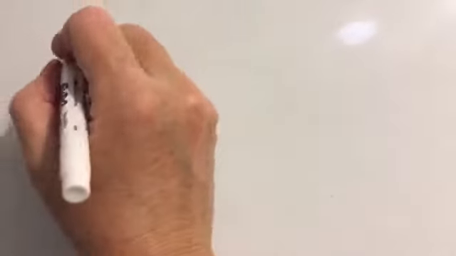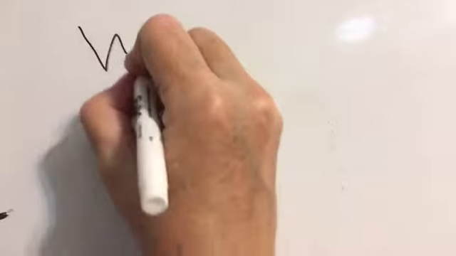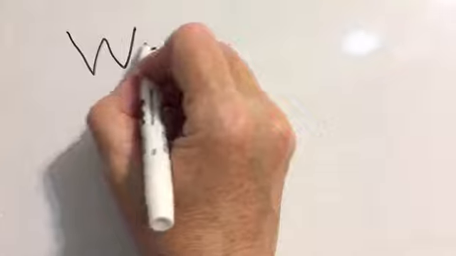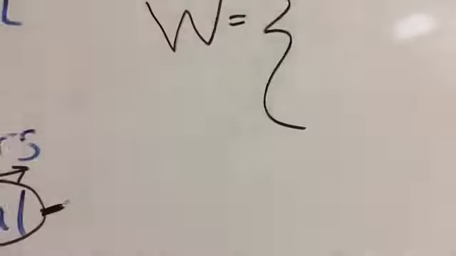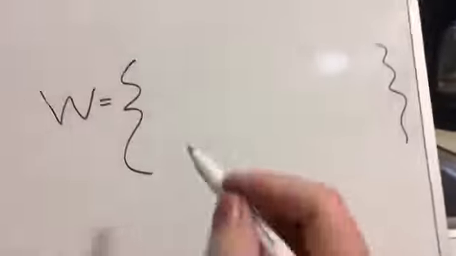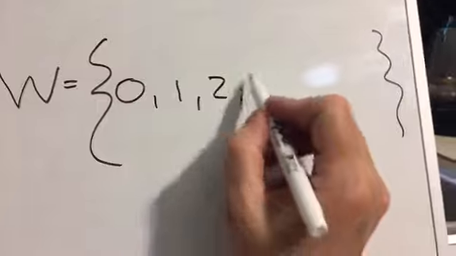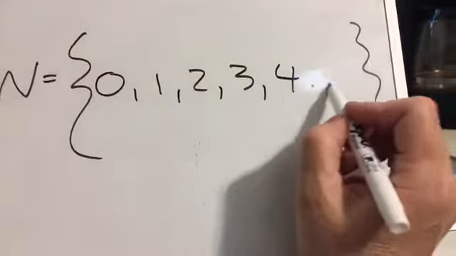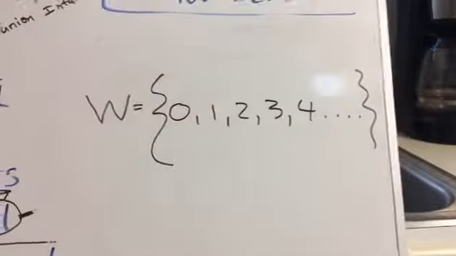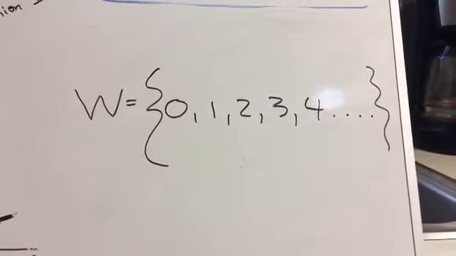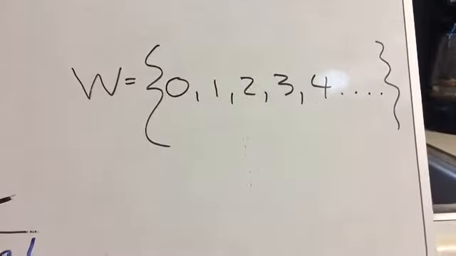All right, so let's make two sets. Well, I could call W the set of whole numbers. Okay, so how would I write the set of whole numbers? 0, 1, 2, 3, 4, ... because my whole numbers start at 0 and go infinitely on to the right.